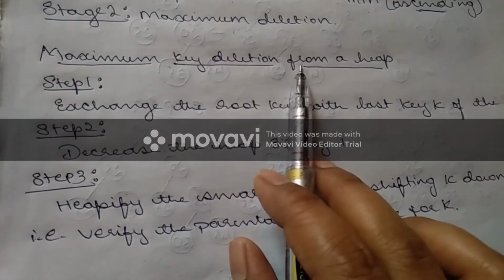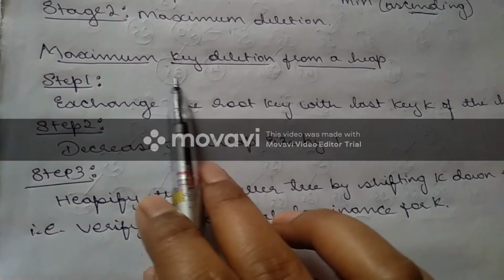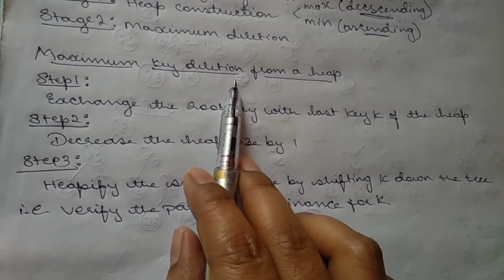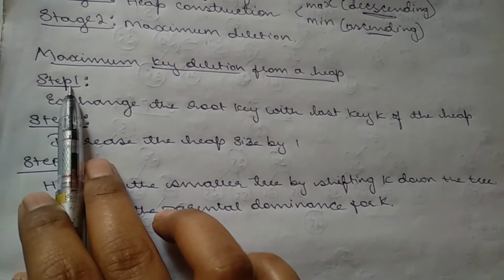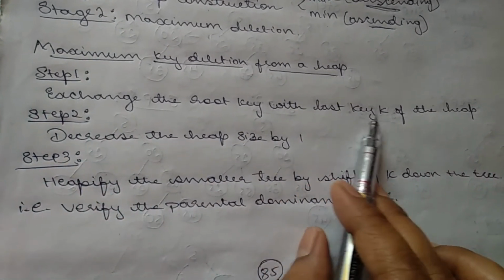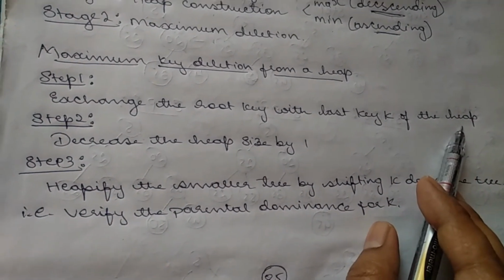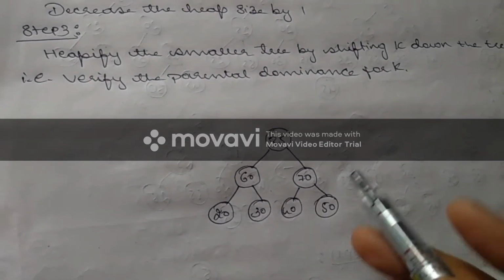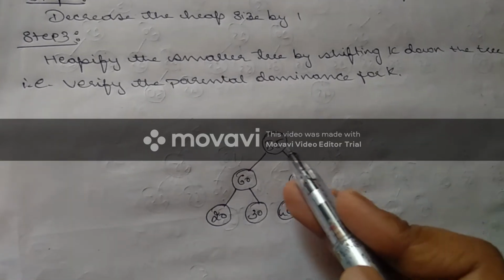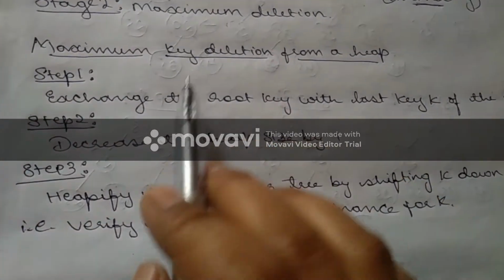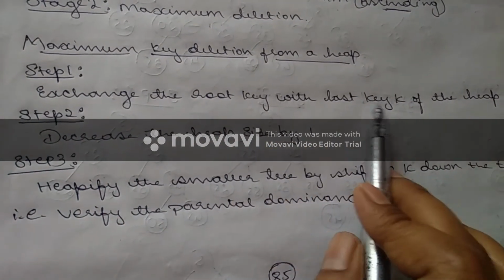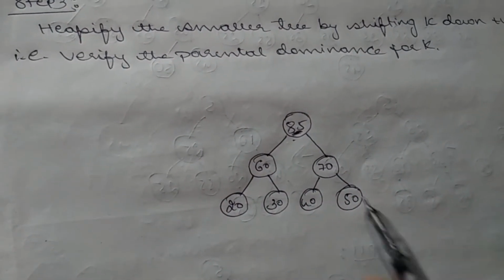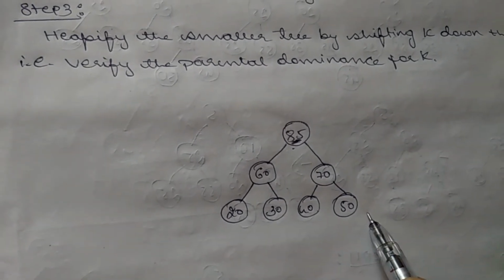See, maximum key deletion from a heap. This is the maximum key deletion algorithm. Here we have three steps in this algorithm. The very first step: exchange the root key with the last key k of the heap. I'll show you an example. Just for example, consider this is the heap I have constructed. What is the first step? Exchange the root key with the last key k of the heap. This is the root key, but which is the last key? Is it this one, this one, this one or this one?